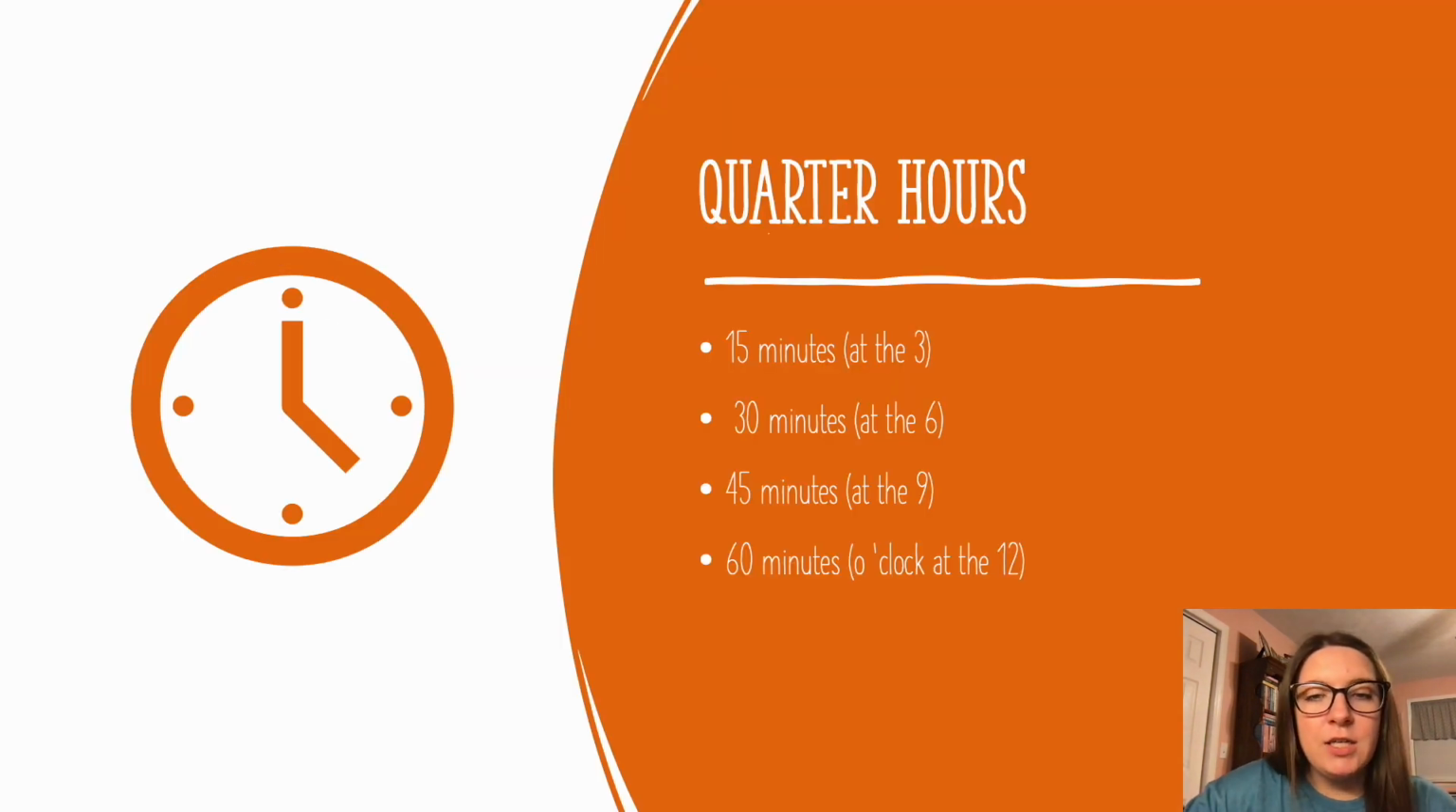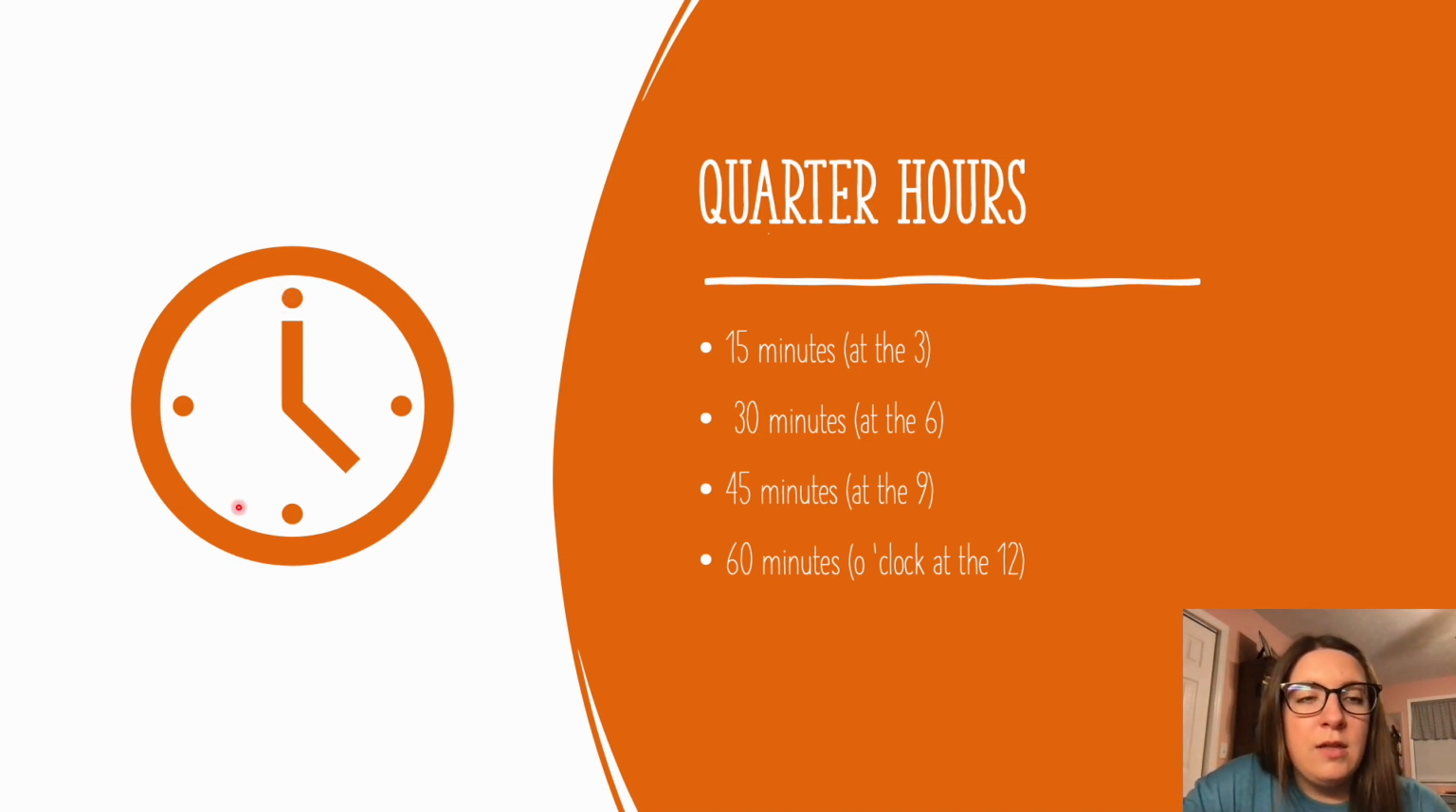So just a reminder, our quarter hours are when our clock is on 15 minutes. So remember, on a clock, we only have 60 minutes. So each quarter, or fourth, because that's what quarter means, is 15 minutes, because 15 minutes is a fourth of 60. So at the 3, we have hit 15 minutes. At the 6, we have hit 30 minutes. At the 9, we have hit 45 minutes. And then at the 12, we have hit 60 minutes, or o'clock.